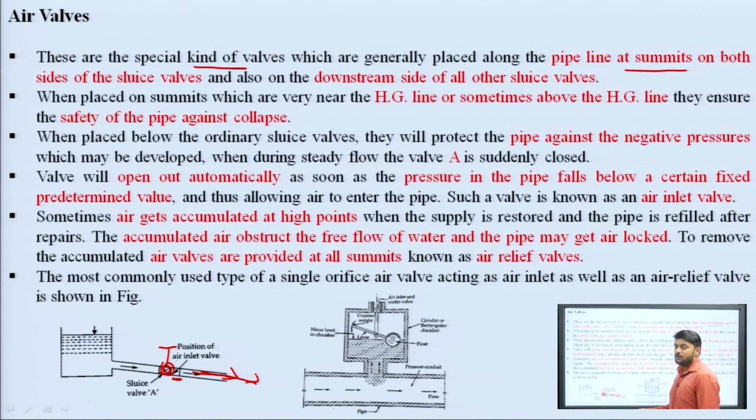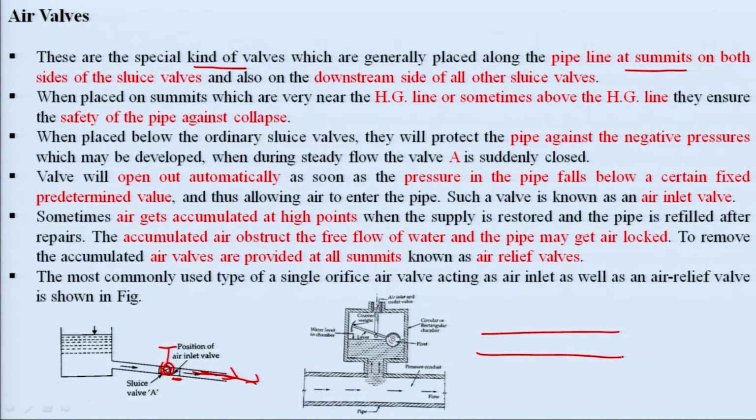And what will happen during the repair work? During repair work, when the supply is restored, air gets entrapped inside the pipe. If we have repaired this particular section, and after repairing work we start the flow of water, what will happen? The air inside the pipe gets trapped, and in order to remove the trapped air, we need air outlet valves. So, this can be of two types, air inlet or air outlet valves.